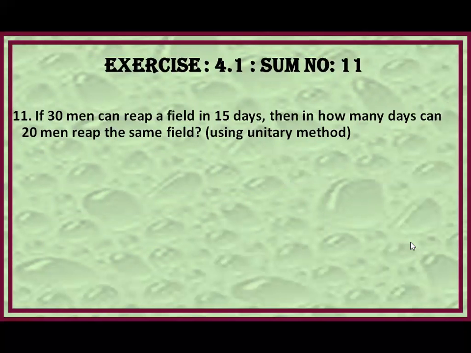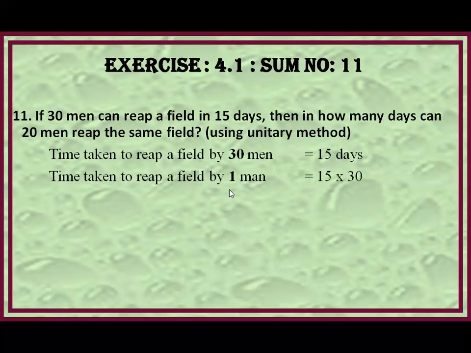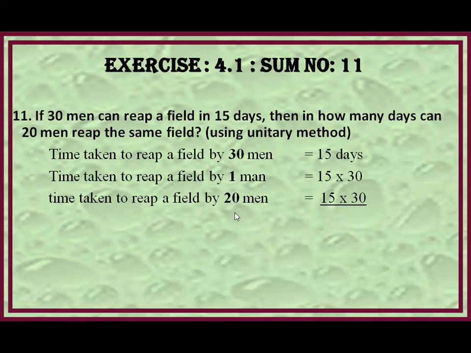If 30 men can reap a field in 15 days, then in how many days can 20 men reap the same field? So time taken to reap the field by 30 men is 15 days. So time taken by one man to reap the field will be, he has to do the 30 people's work, so it's going to be multiplied by 30, 15 into 30. And time taken to reap the field by 20 men: one man can do it in 15 into 30 days. So 20 men will have to share the work, so it's divided by 20. So you get 22 and a half days.